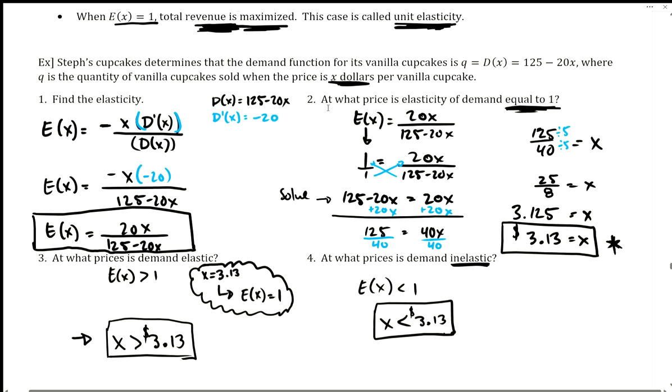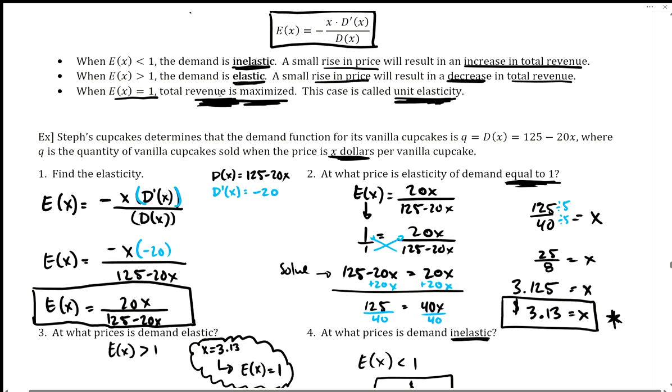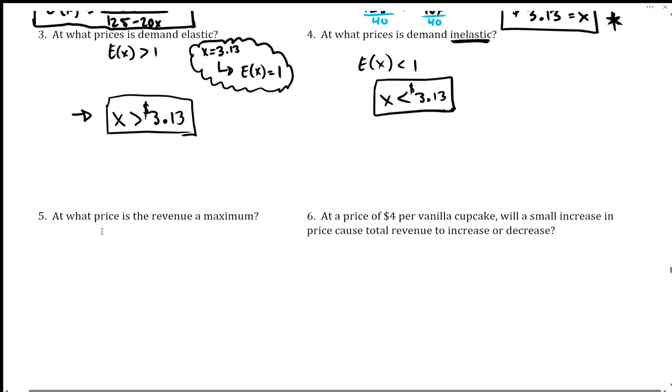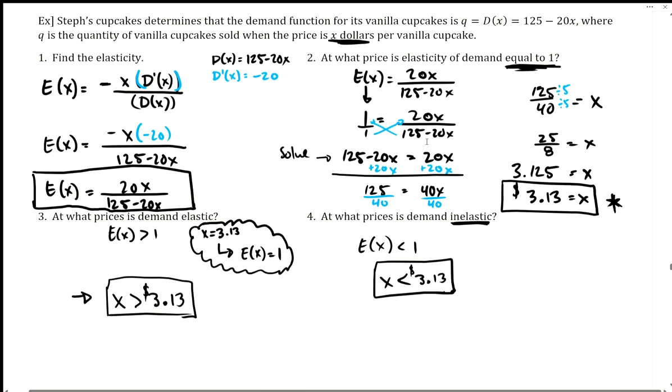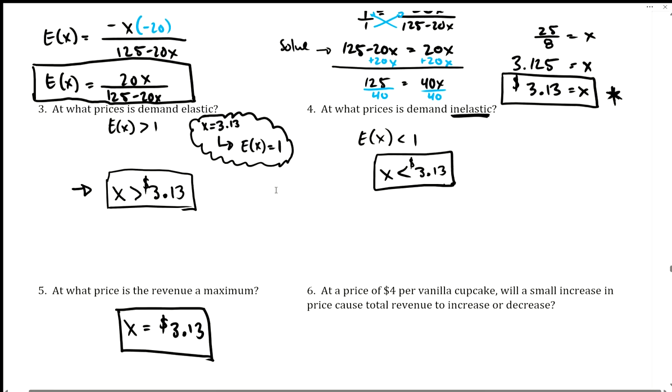All right, so number 5, at what price is the revenue a maximum? So we already talked about this on number 2. So we said, oh, the way that they worded this could have been worded these 2 other ways. They could have said, when is X giving us unit elasticity, or when is revenue maximized? Well, it's this same one. So number 2 is still the same answer for number 5. X is $3.13 still. There we go. All right, nice. Okay, so again, this is kind of key to this whole problem.